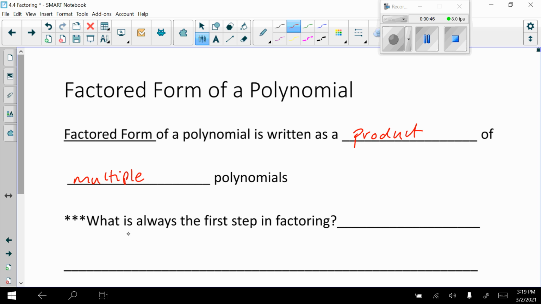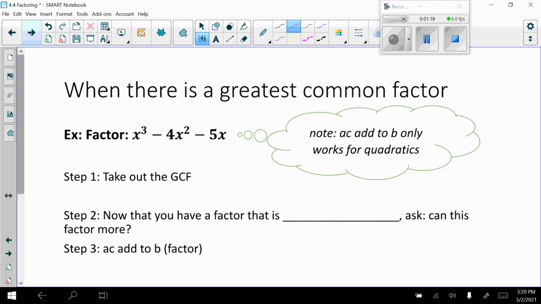Just want to remind you right here, what's always the first step in factoring? Before we do anything, we always want to look for a GCF, greatest common factor. We talked about that a little bit when we factored quadratics at the beginning of this course, but it's going to be really important with the things that we're doing at this point. So we always got to look for a greatest common factor before we do anything else. Very important.